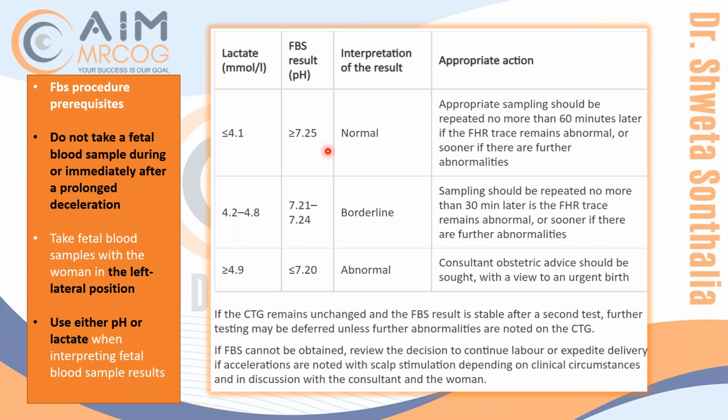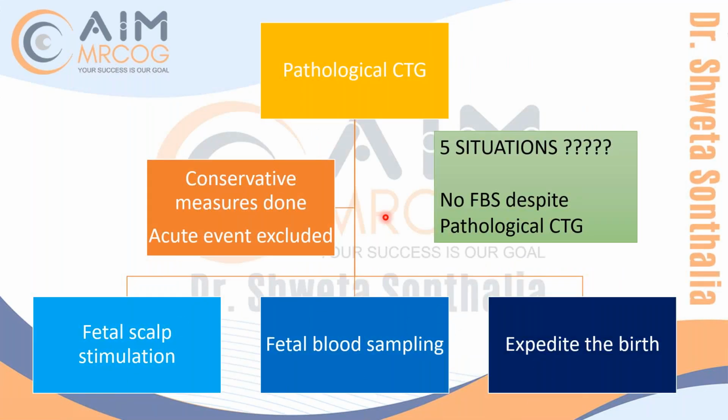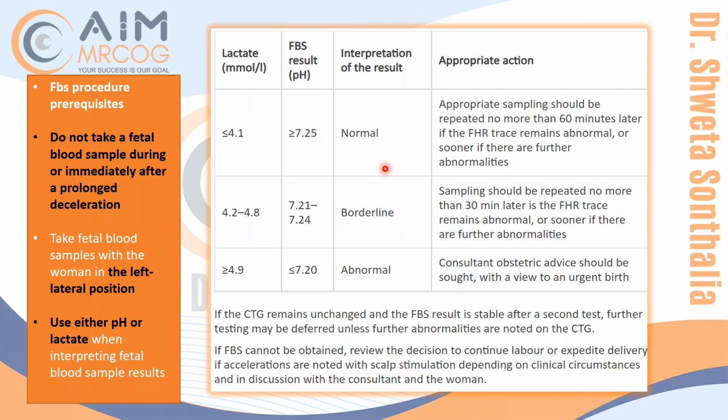Now, the only role of scalp stimulation is where you don't have the sampling facility. Or if in the answers you don't have the sampling option, then scalp stimulation could be your choice. As I told you, all three are possibilities, but this is mainly when you don't have this facility. So keep that in mind. Once you have done the sampling, there is no role of this, because that means you have the facility of sampling. So you will act according to the guideline. If it is normal, you will repeat in 1 hour if the pathological CTG remains. If it improves, nothing else to be done.